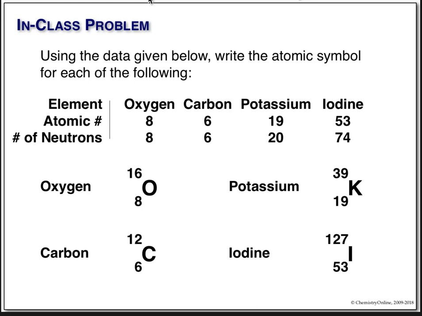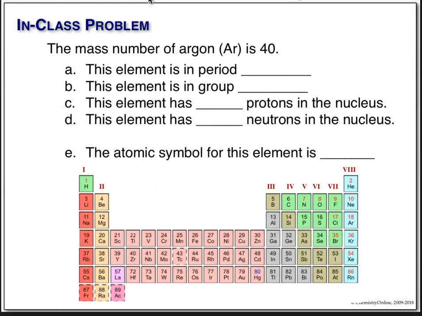Now, in the past, I have asked an exam question, something like, write the atomic symbol for magnesium. Okay? I have done that. But that gets really boring. This is a little more interesting way to do it. I give you that the mass number of argon is 40. I want to know the period, the group, protons, neutrons, and the atomic symbol. Now remember, on the exam, you will have a periodic table that will look just like this. So it'll have everything on it.